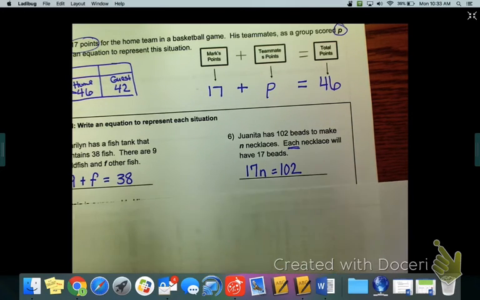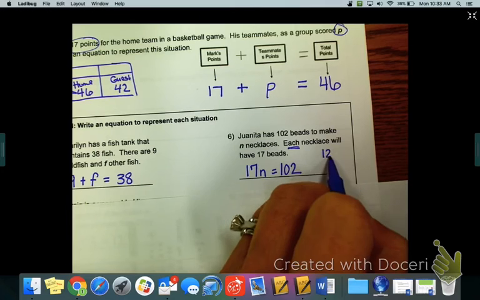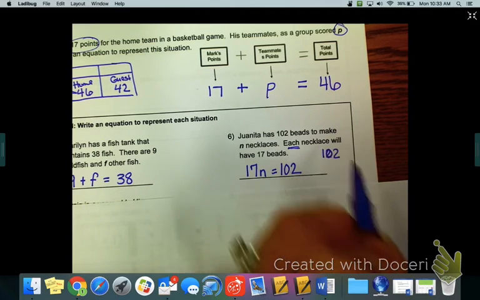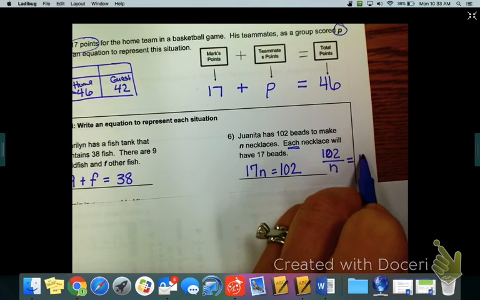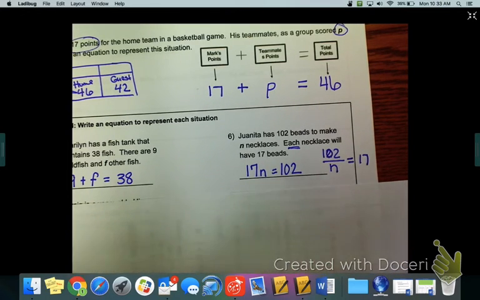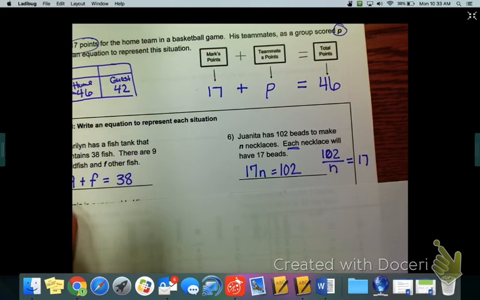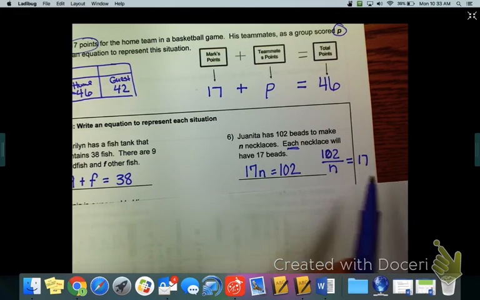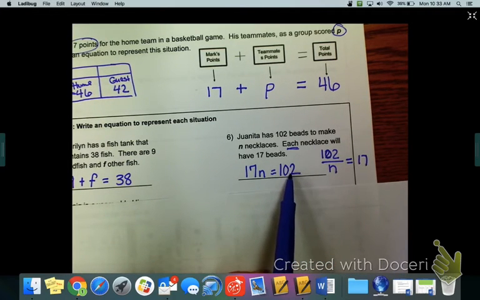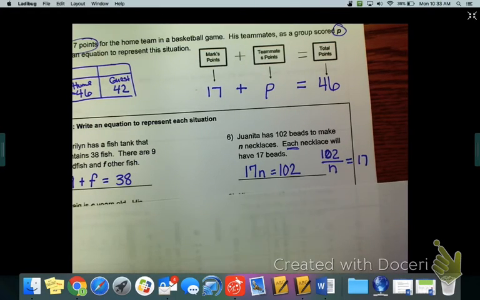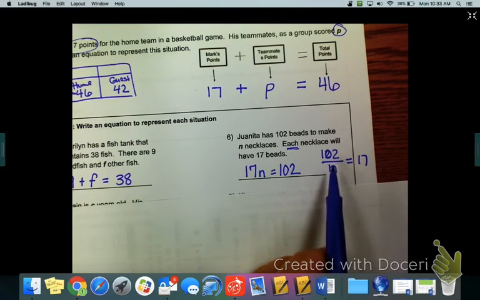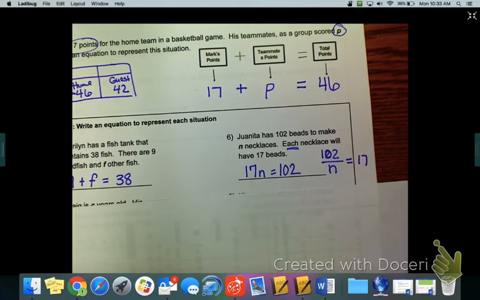You could have done this differently. You could have done this as 102 divided by N equals 17. So if you wrote it as a division problem, that's fine as well, but it would have to look like this. As I know that I could take this number, divide it by this to get the 17. Okay, so you could do 102 beads divided between the necklaces that she's going to make, we don't know how many, will equal 17 beads per necklace.